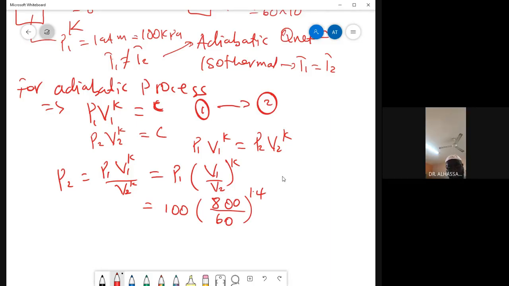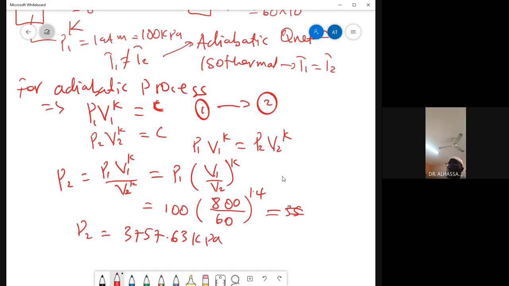Now if you calculate this carefully, you discover that P2 equals 375.763 kilopascal.